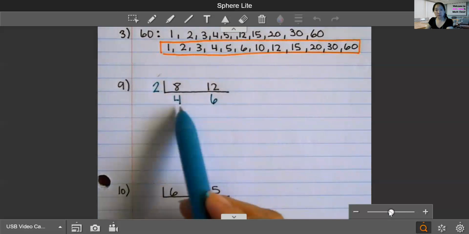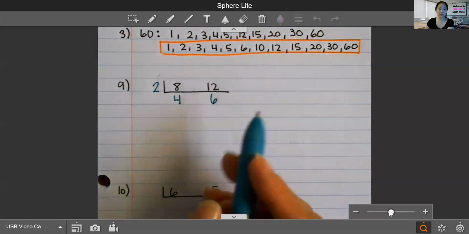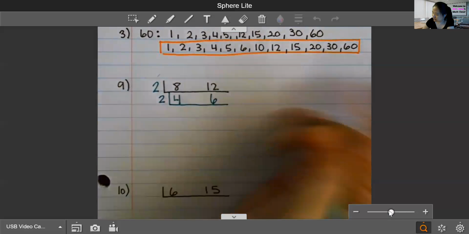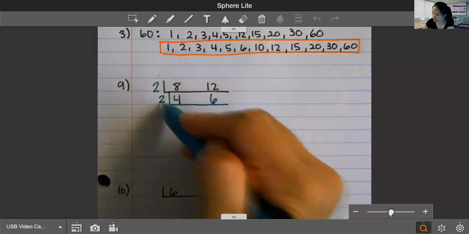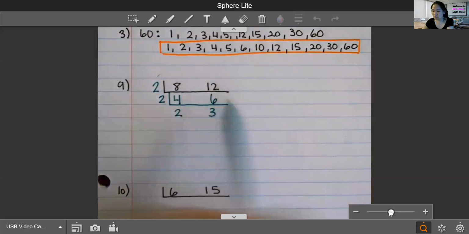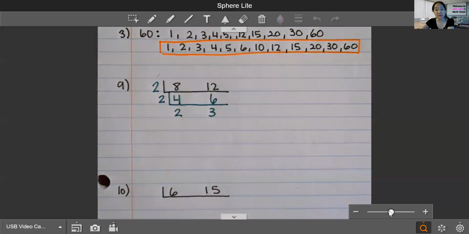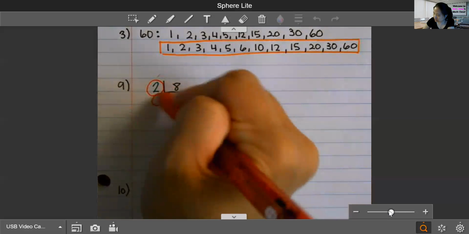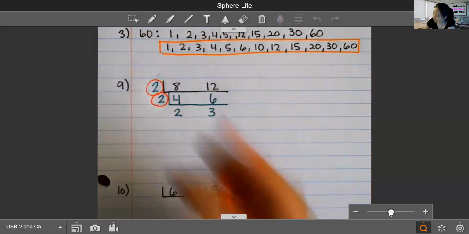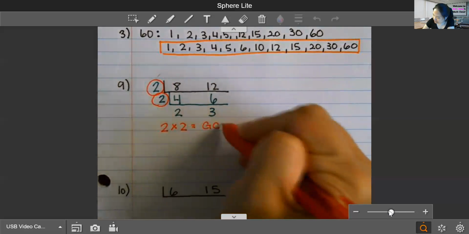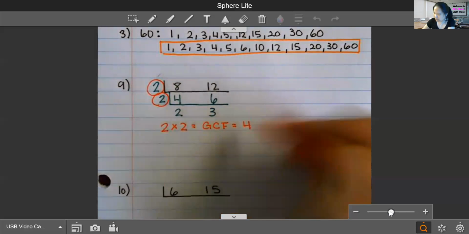Now if you take a look, you can still divide by a common factor, which is 2. So I'm gonna divide by 2 again. 2 goes into 4 2 times, and 2 goes into 6 3 times. Now 2 and 3, there's no other common factor other than 1, and you don't want to do that, so that's when you're going to stop and circle the numbers that are only on the left side and multiply them. 2 times 2, your greatest common factor equals 4.